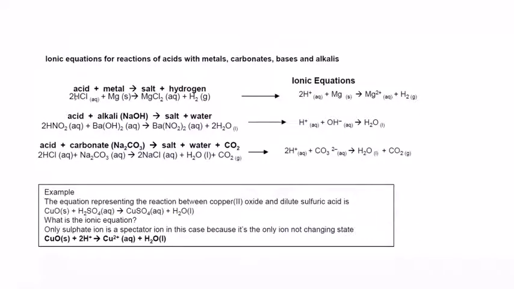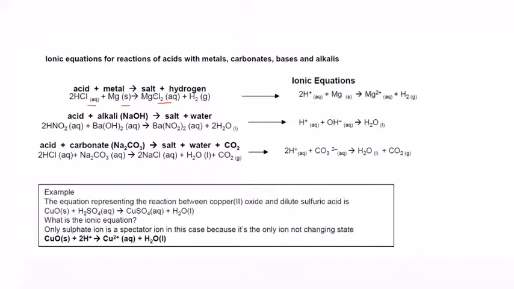When we write the state symbols, all acids are aqueous, metal is solid, magnesium chloride is aqueous, because you have to recall that table: all nitrates are soluble, most chlorides are soluble except silver, mercury and lead. Most sulfates are also soluble except barium, calcium and lead, and most carbonates are insoluble except sodium, potassium and ammonium carbonate.